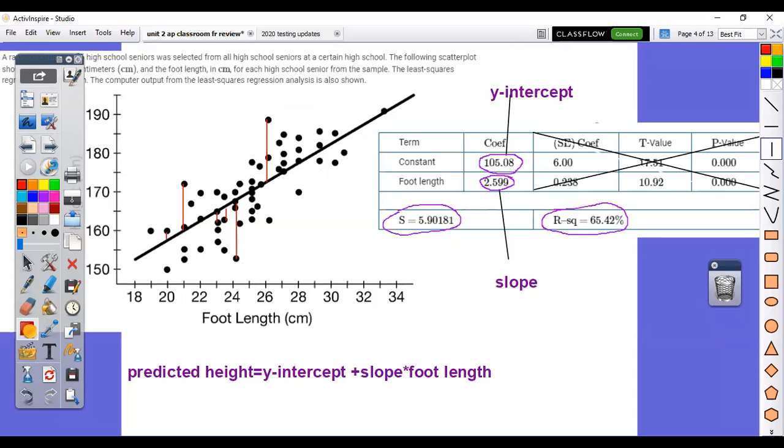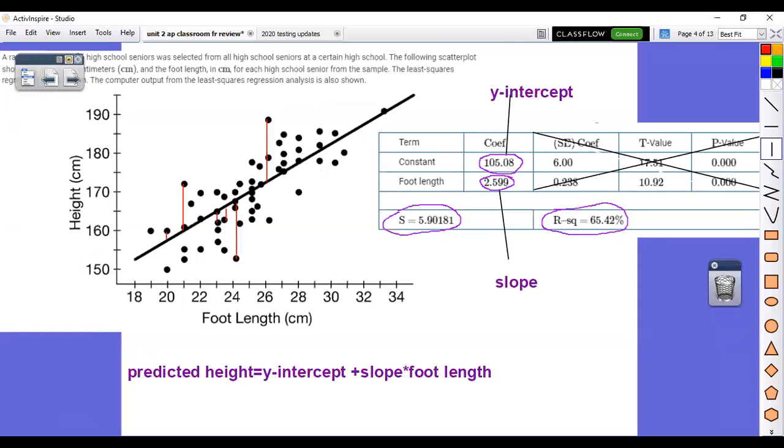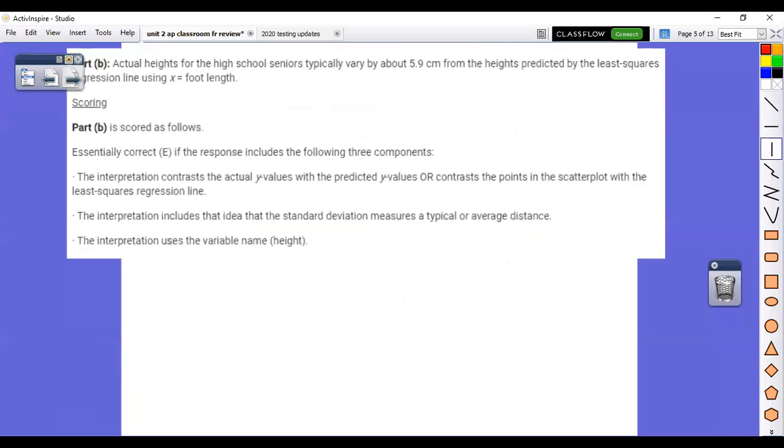So since standard deviation is measuring the typical distance, when you're looking at a list of values, it's measuring the typical distance from the mean, right? But here we've got 2 different values. We've got all the foot lengths and all the heights. So it's going to measure the typical distance not from the mean, but from the regression line. The actual heights for the high school seniors typically vary by about 5.9 centimeters from the heights predicted by the least squares regression line using x equals foot length. So in order to get full credit for this problem, you need to contrast the actual y values with the predicted y values. That's a residual, right?